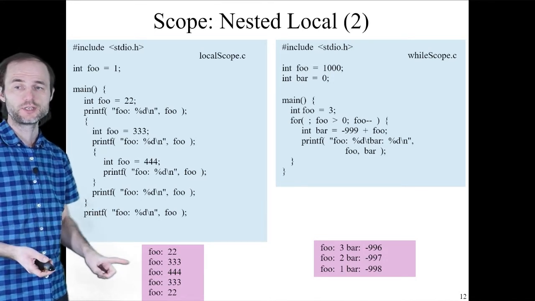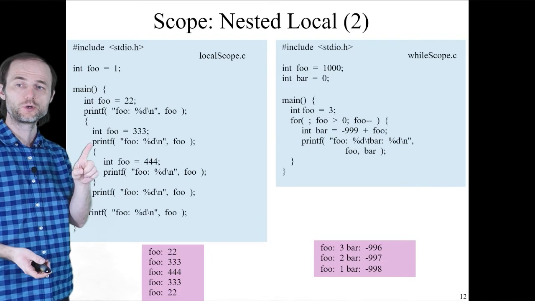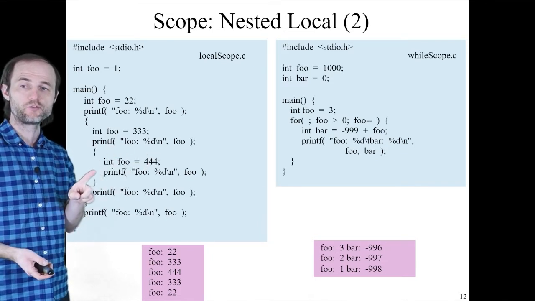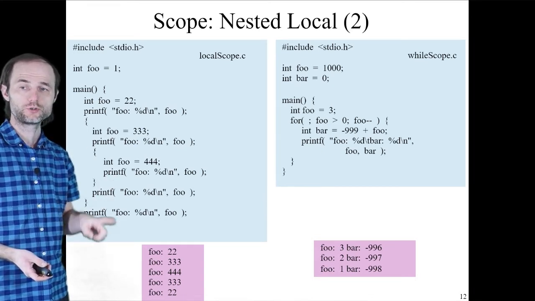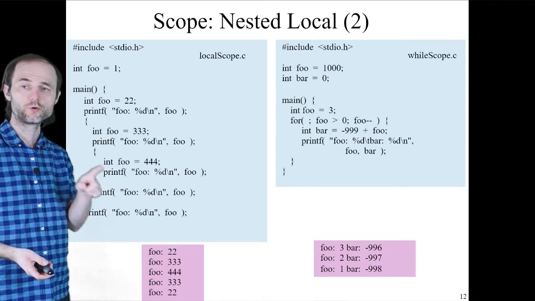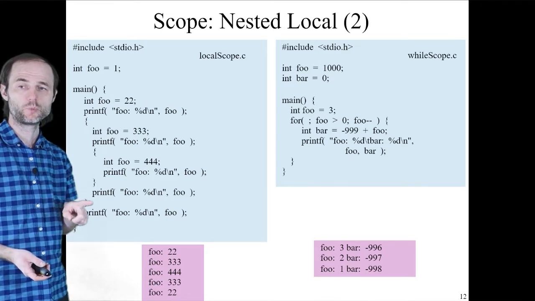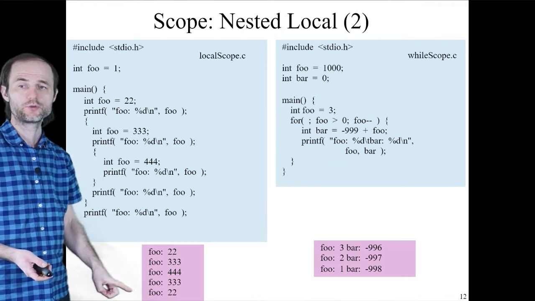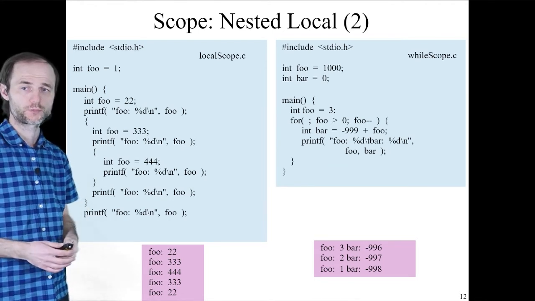You can see, therefore, when we print it out, we're going to get 333 from this line. If we go down to yet another nested local scope, we're going to see the new value of 444. And once we exit that local scope, we're going to see the ones from the same scope, 333 and 22.